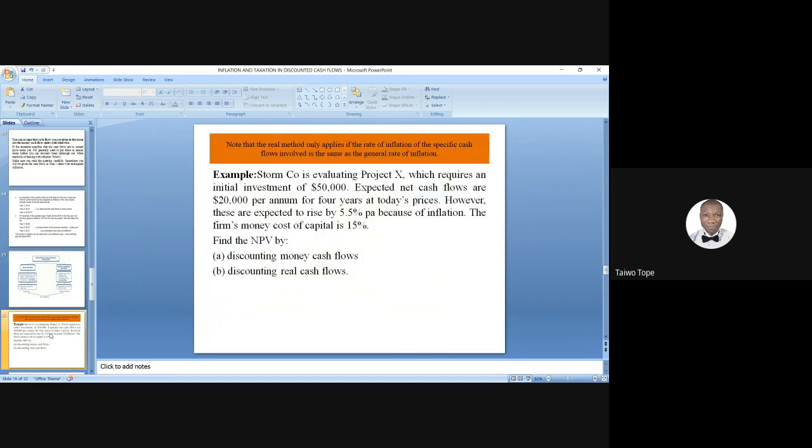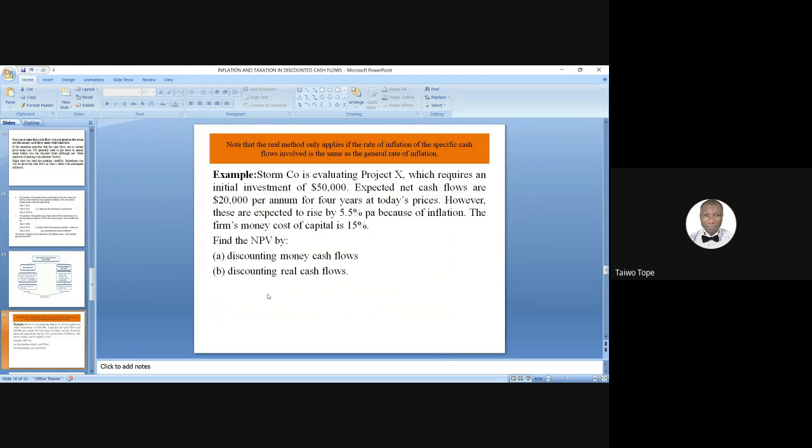Now we have this example. Stormco is evaluating project X, which requires an initial investment of $50,000. Expected net cash flows are $20,000 per annum for 4 years at today's prices. However, these are expected to rise by 5.5% per annum because of inflation. The firm's money cost of capital is 15% per annum. A. Find the NPV by discounting money cash flows. B. Find the NPV by discounting the real cash flows.